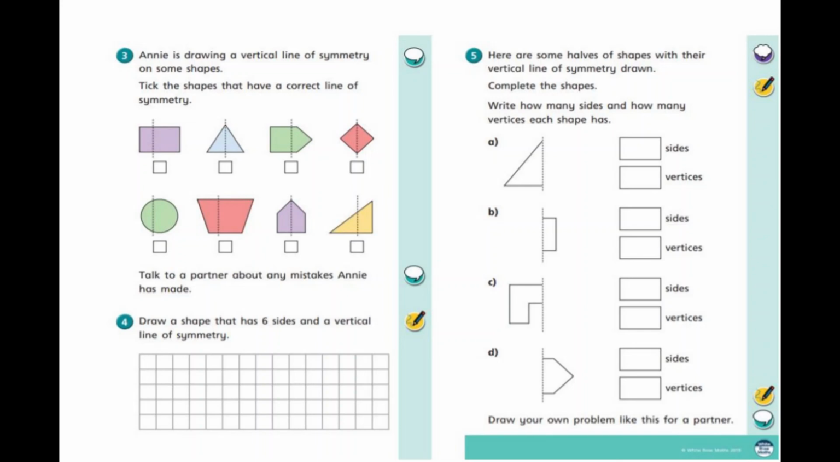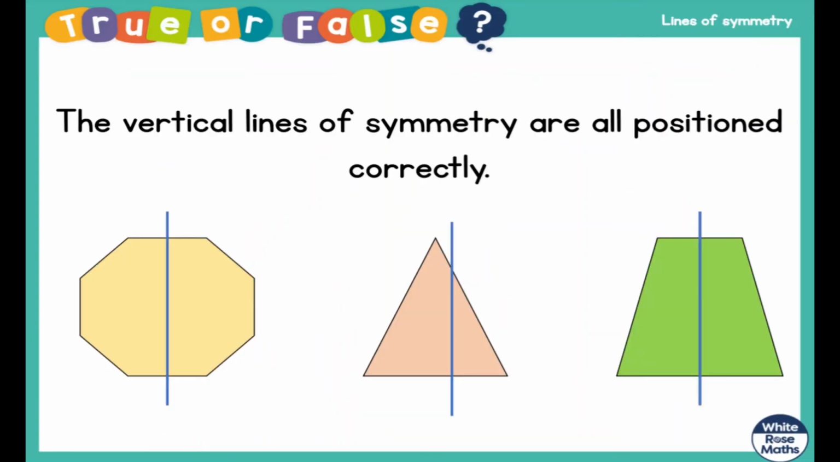And then lastly, you have some halves of some shapes. Using their line of symmetry, we would like you to complete the shapes and then think about their sides and vertices. And lastly, our true or false challenge of the day. The vertical lines of symmetry are all positioned correctly. Is that true or false? Please write a sentence explaining why you agree or disagree using the word because.